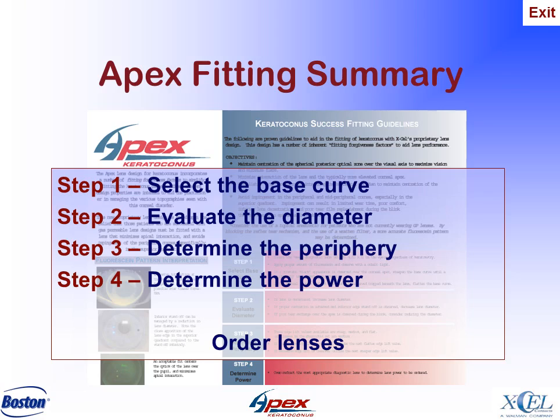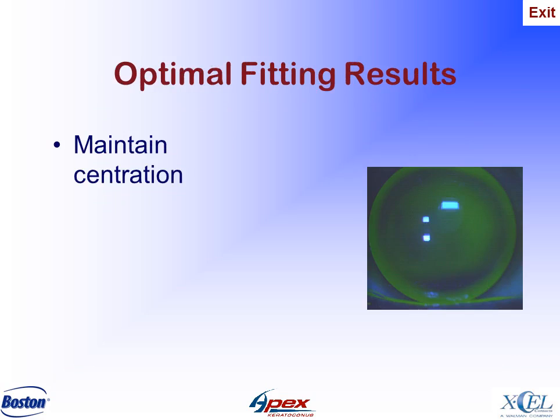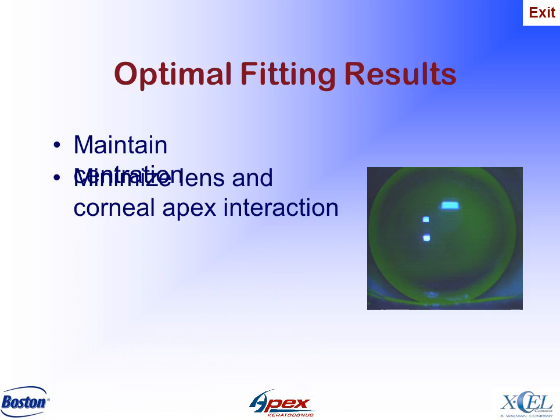It's that simple. The properties of this design are intended to aid the practitioner in managing the various topographies seen with keratoconus. To maximize vision and minimize flare, the ideal Apex keratoconus fit maintains centration of the spherical posterior optical zone over the visual axis. Our goal is to have minimum interaction of the lens and the elevated corneal apex.